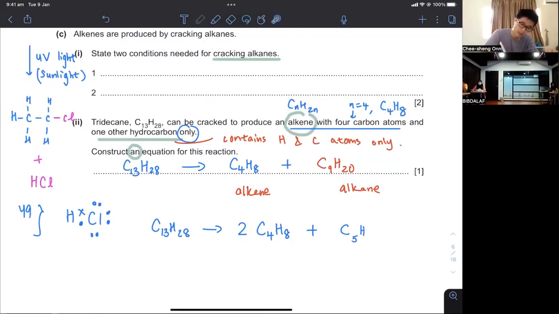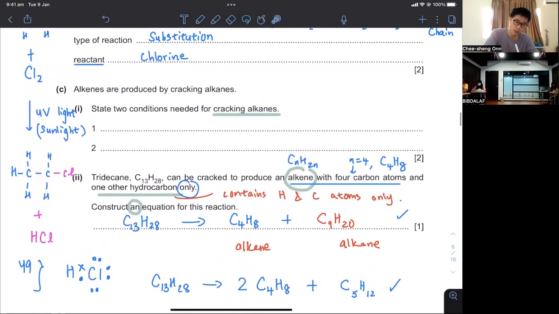28 minus 16, you get 12, which again is also possible because this is C4H8, you just have 2 of it. You still have hydrocarbon, CnH2n+2. So it's entirely feasible. Construct an equation, it's not construct the equation. So there's more than one possibility, but for 1 mark, get straight to the point, save your time.